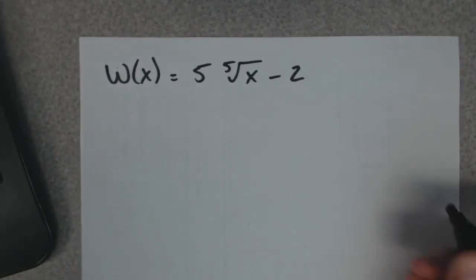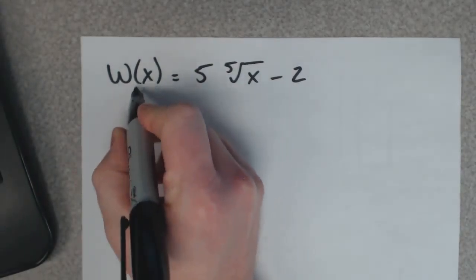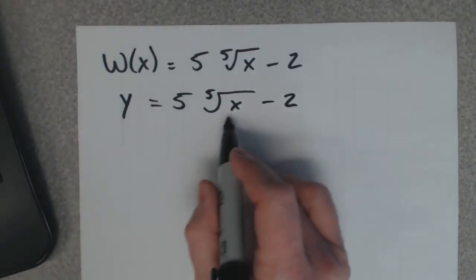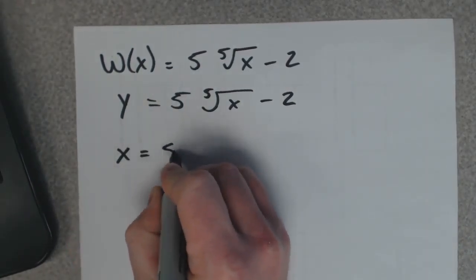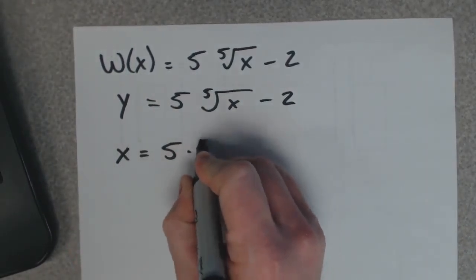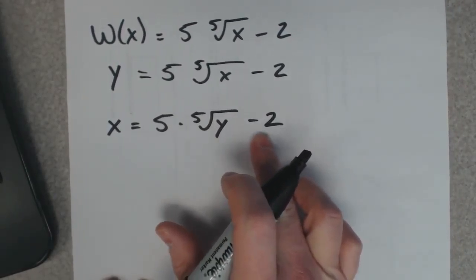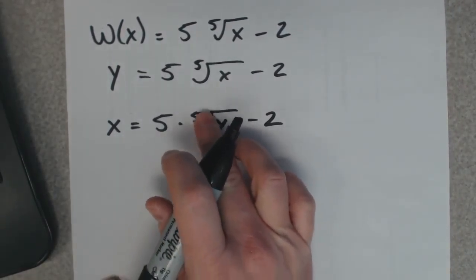Let's find the inverse. So you're going to change out this guy with the y. 5 times the fifth root x minus 2. Now you switch out x and y because we're finding the inverse function. And now we want to get y by itself. So this has got to go, the times 5 has got to go, and the fifth root has to go.